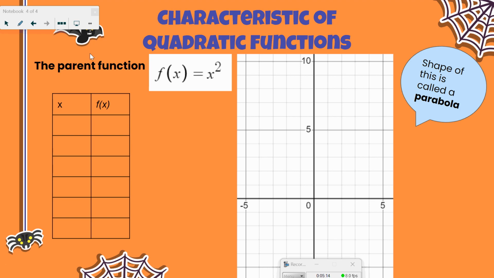So here we have our parent function for a quadratic. How do I know that that is a quadratic? It's a square. Awesome. Numbers squared, your exponent of 2 means you're going to have a quadratic. And what does a quadratic graph look like? What shape? A U. Like a U.